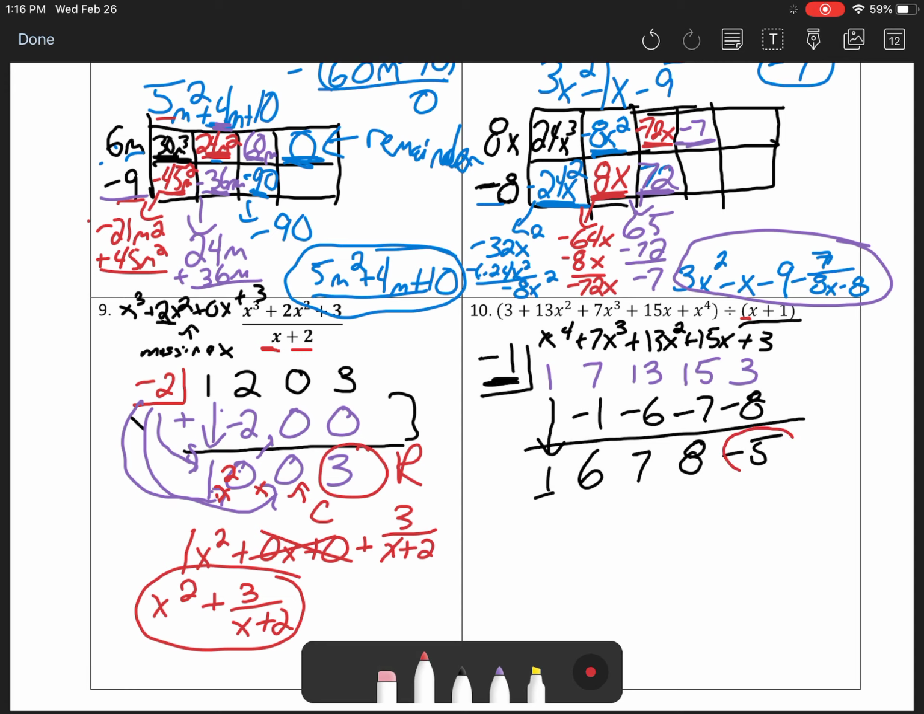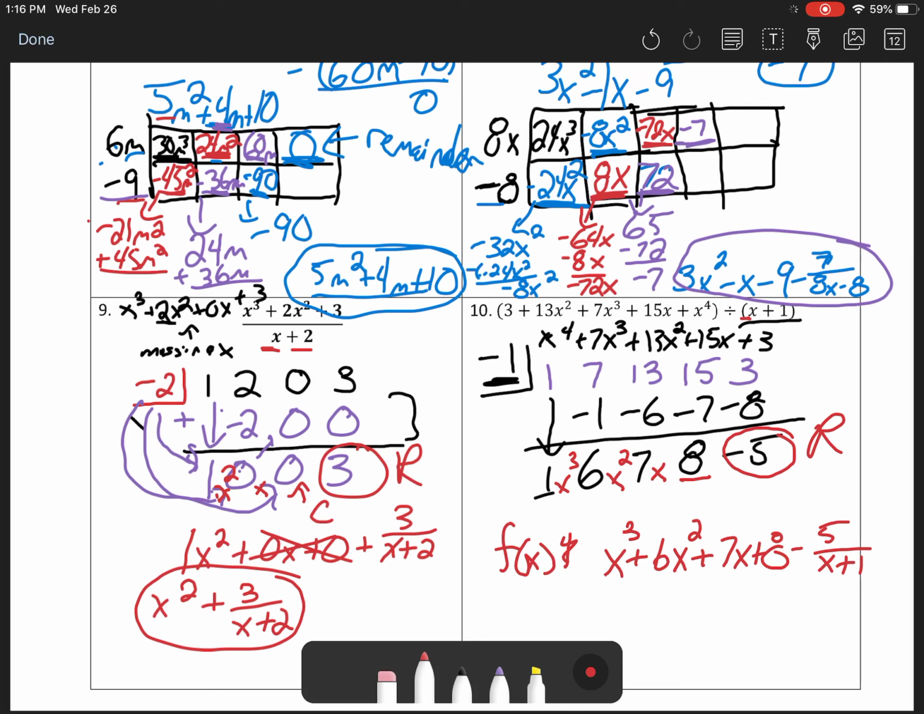So first thing, I know that that is going to be my remainder. This right here is my constant. This right here will have an x. This one's going to have an x squared, and this one's going to be x cubed. And so I just write it out. It's going to be x cubed plus 6x squared plus 7x plus 8 minus 5 over, and what did I divide by? x plus 1. And that's going to be my solution.